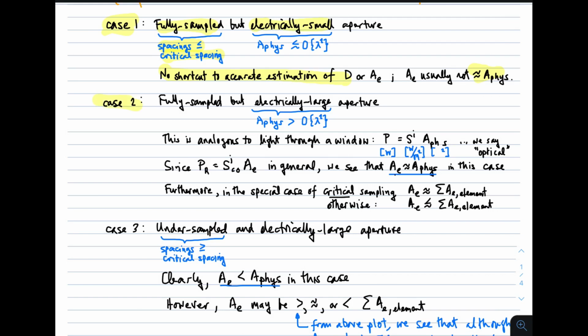Case 2. We are also fully sampled, but now we're electrically large. In other words, now we have enough elements that the physical aperture is greater than the order of magnitude of a square wavelength. So here we're talking about cases where the element spacing might be lambda by 2, and we have hundreds of elements so that the overall area is many, many wavelengths squared. Well, this is analogous to light through a window. We say this is approaching an optical condition.